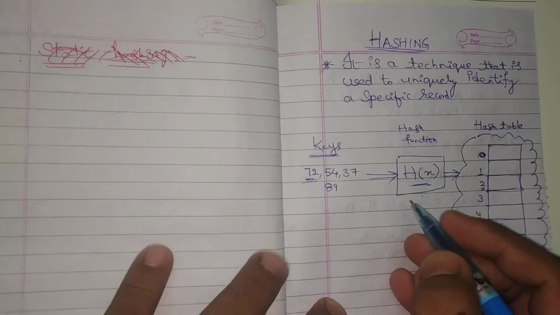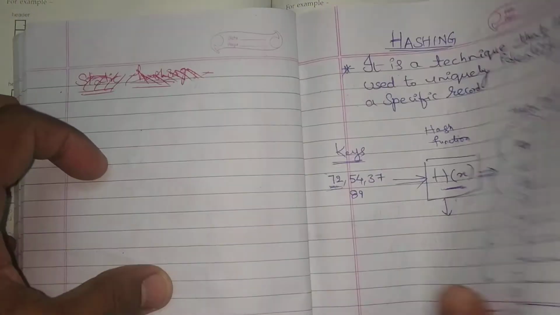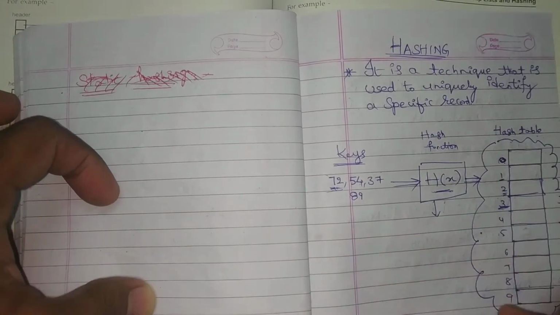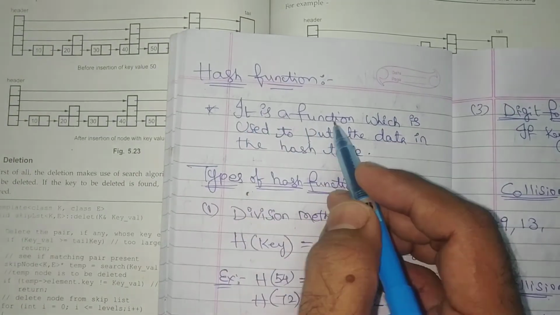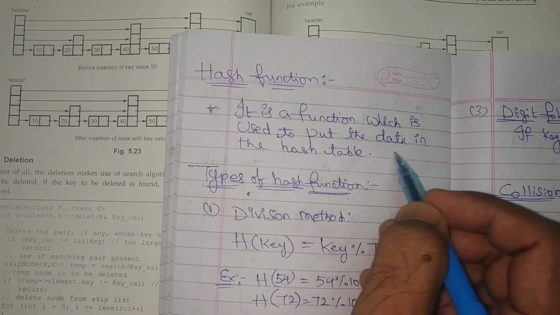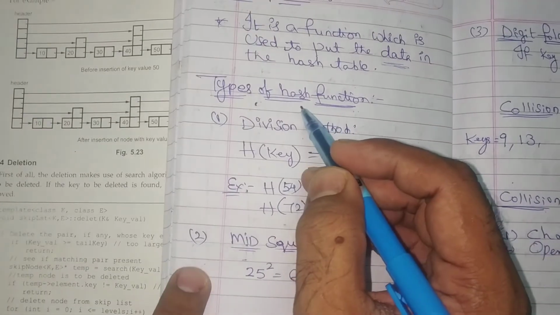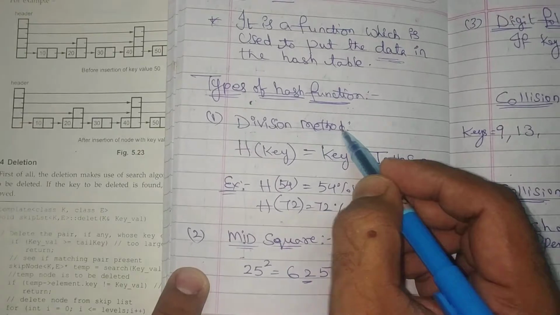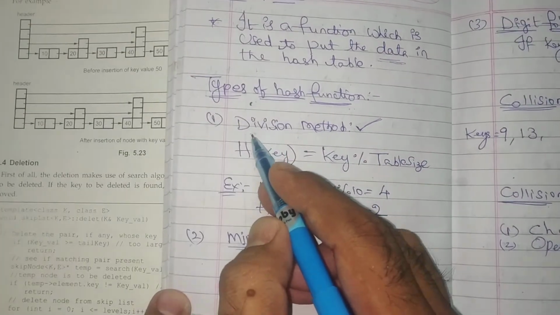For example, there are many types of hash functions to identify the location for the given keys. See, what is a hash function? It is a function which is used to put the data in the hash table. Here data means maybe the key or the corresponding record. See how many ways we can find the locations. One is the division method. This is the most commonly used type.